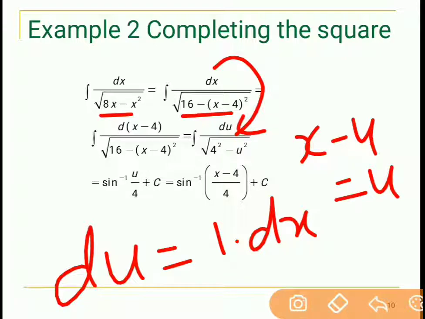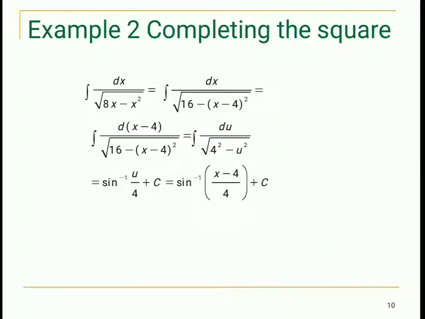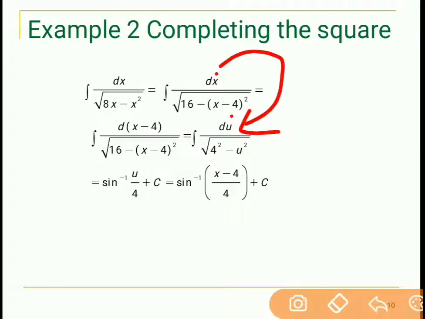Then 16 minus x minus 4 the whole square can be written as 4 square minus u square. So you can directly come to this step that dx will be replaced by du, and 16 minus x minus 4 whole square. Now x minus 4 is equal to u, which we have assumed. So x minus 4 can be written as u. X minus 4 whole square can be written as u square. So we have a form of integration of du upon under root 4 square minus u square.